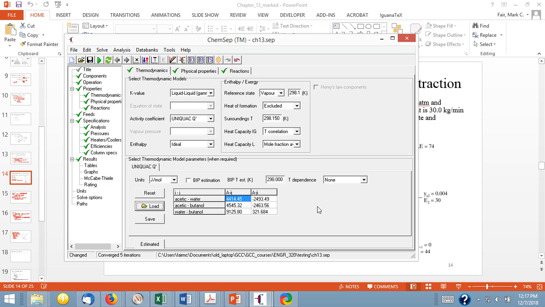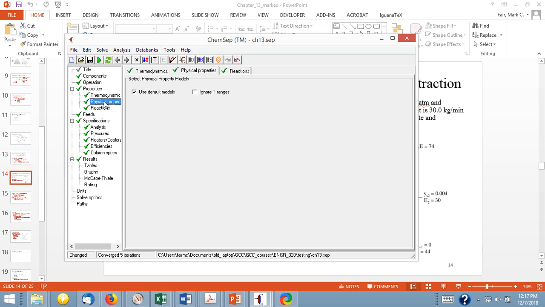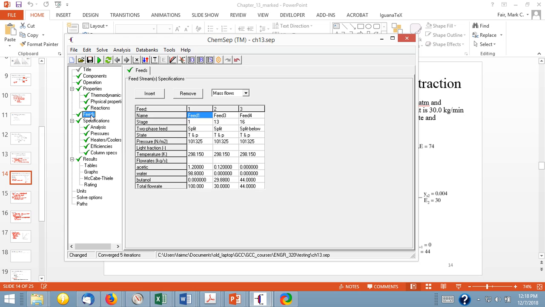Everybody with me so far? Good? Okay, all right, so we've got that. Physical properties, we'll use default models. Reactions, there's nothing to do. Feeds: now this is where, if you start playing around with the use of ChemSep and running extractors, you'll learn something interesting about this.